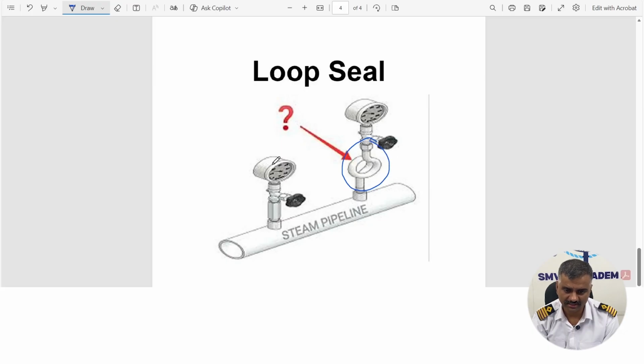If you see in this diagram, this one is directly attached, so there is a greater chance of it going bad earlier than this one. That is why a loop seal is provided.